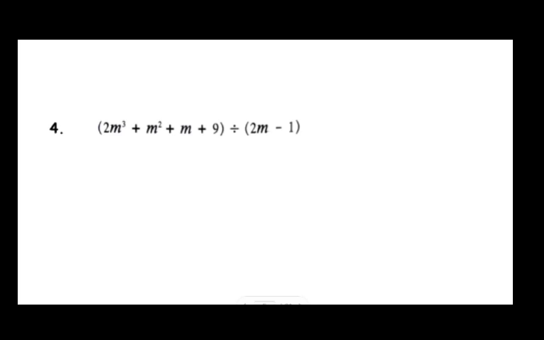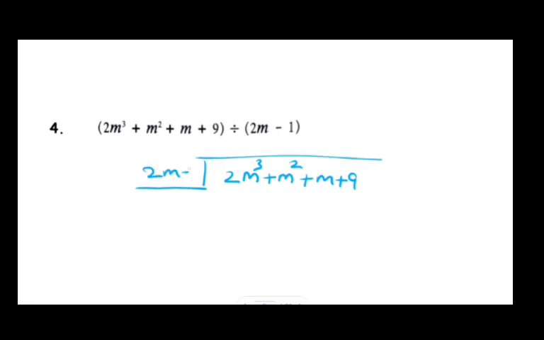Let's check the next sum now. Is it arranged properly? Yes, it is. Alright. So, 2m cube plus m square plus m plus 9, whole thing divided by 2m minus 1.